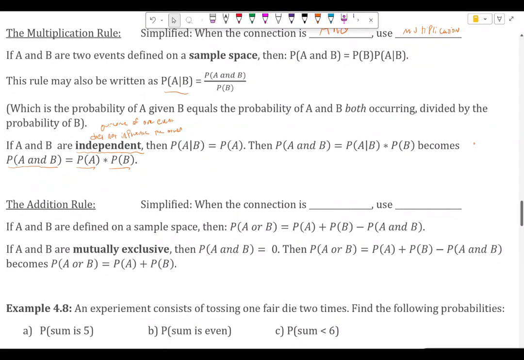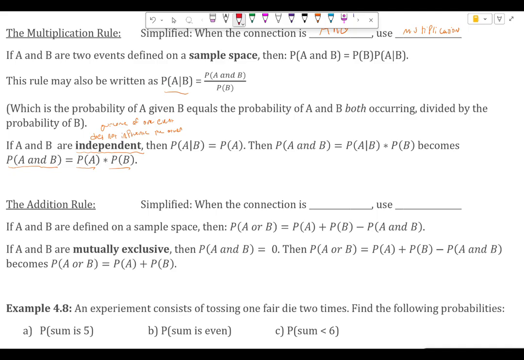Well, I guess what I was trying to say is that the outcome of one coin toss does not affect the second coin toss. So getting a heads on the first outcome of a coin toss does not affect the second or the third or the fourth or the 10,000th coin toss. It will always be the same probabilities.